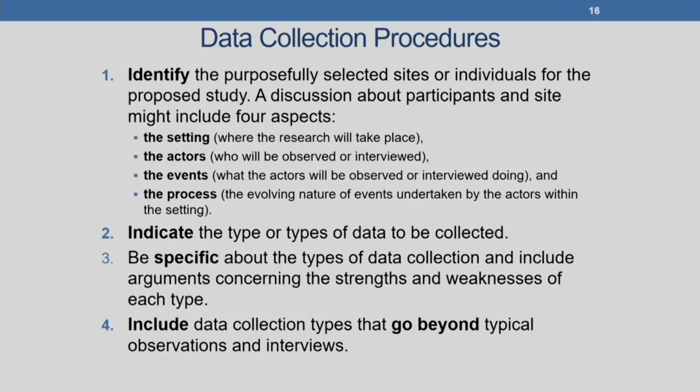Now, regarding data collection procedures, these are a few things that need to be kept in mind. First, we need to identify purposefully selected sites or individuals for the proposed study. A discussion about participants and site might include 4 aspects. One is the setting where the research will take place, the actors who will be observed or interviewed, the events, what the actors will be observed or interviewed doing, and the process, the evolving nature of events undertaken by the actors within the study.